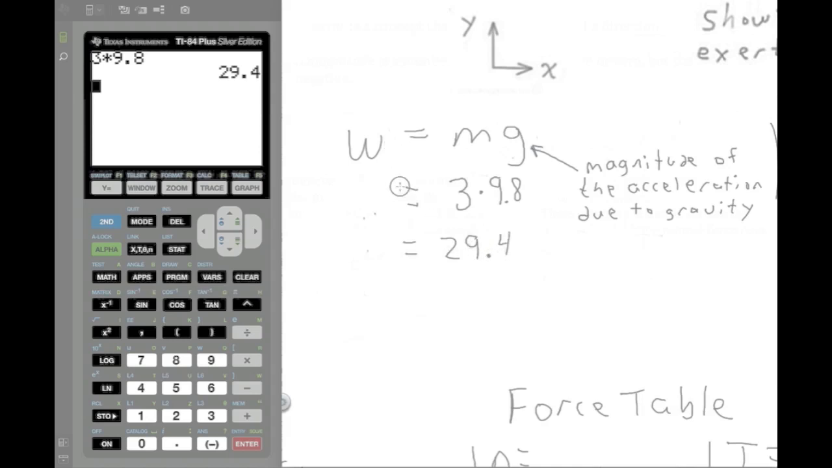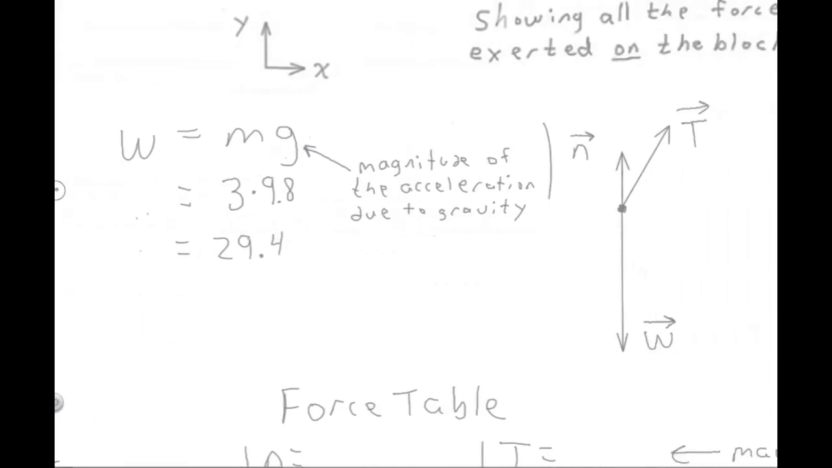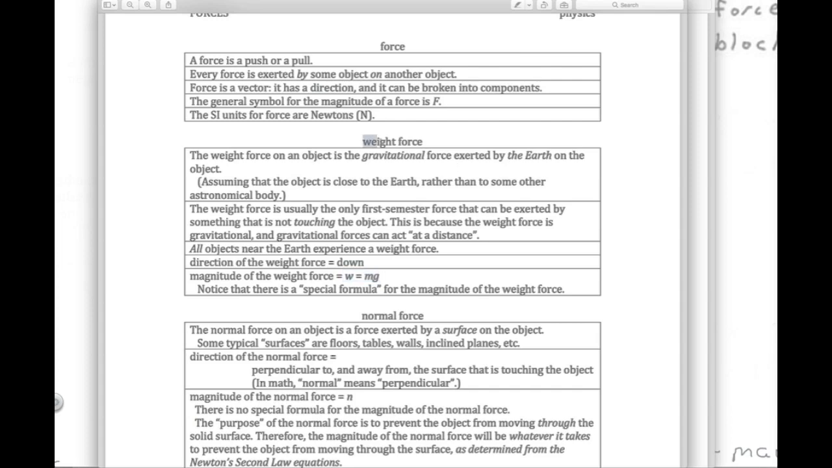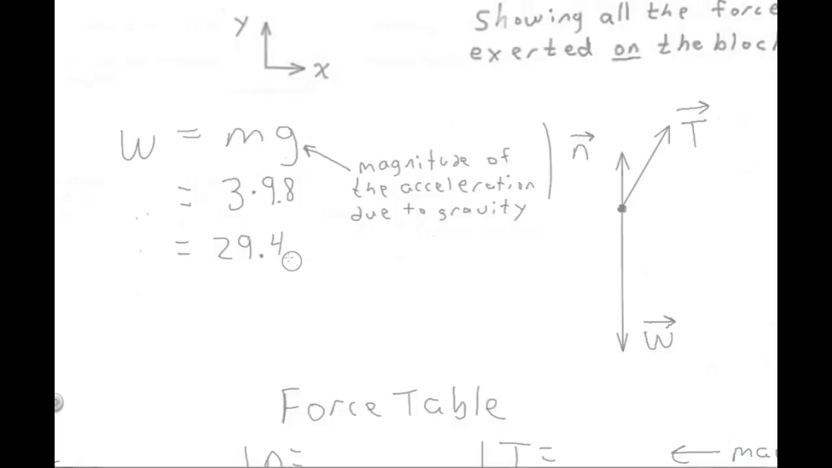Now, when you've solved an equation to a single number, you should always record the units for that number. All the units that we plugged into this formula were in SI units, so we can trust that this number comes out in SI units. What are the SI units for weight? Well, remember, weight is a force, and the SI units for force are newtons, so the units for weight are newtons. You should memorize that the SI units for weight, just like the SI units for all other forces, are newtons.